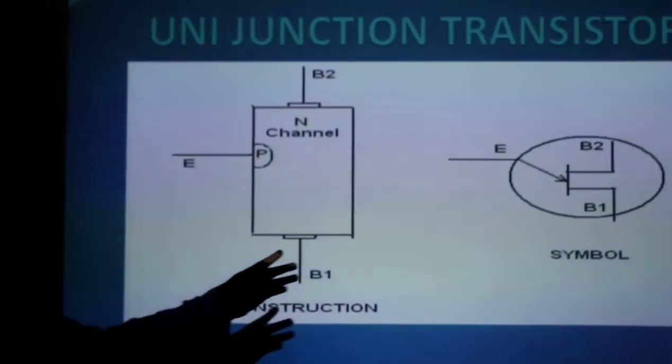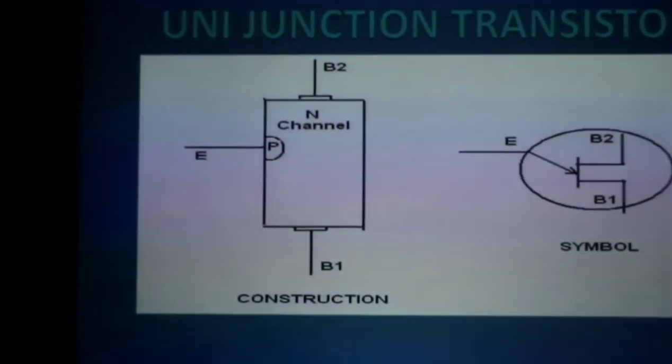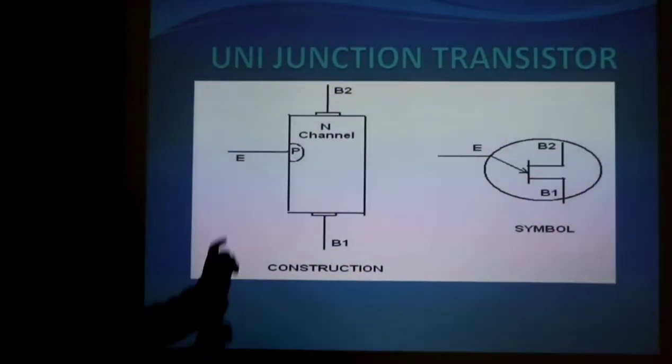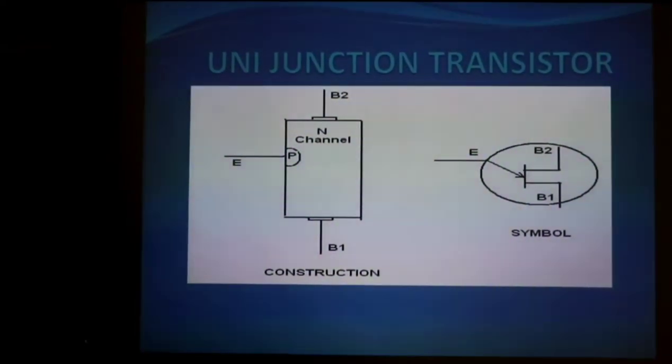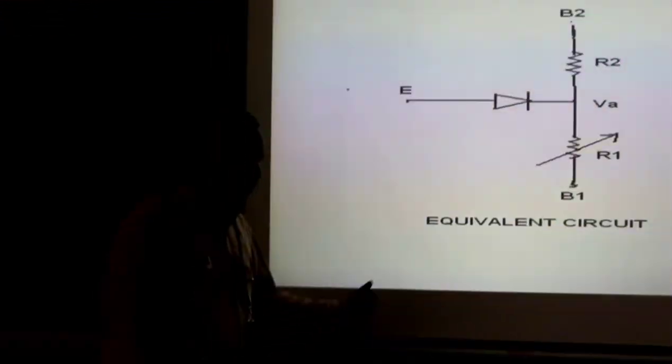This is the symbol for UJT. Here, the emitter terminal is slanted at some angle. Again, B2 and B1 are the terminals.